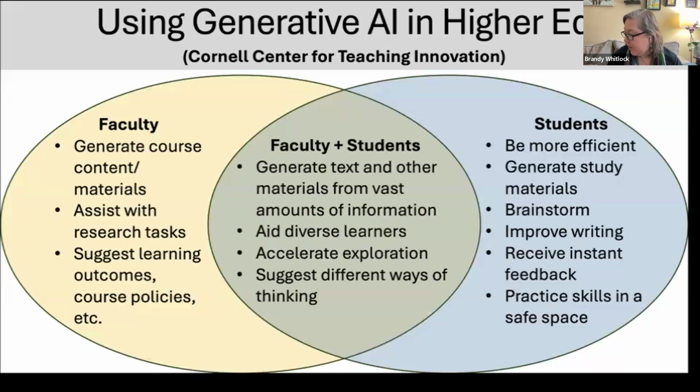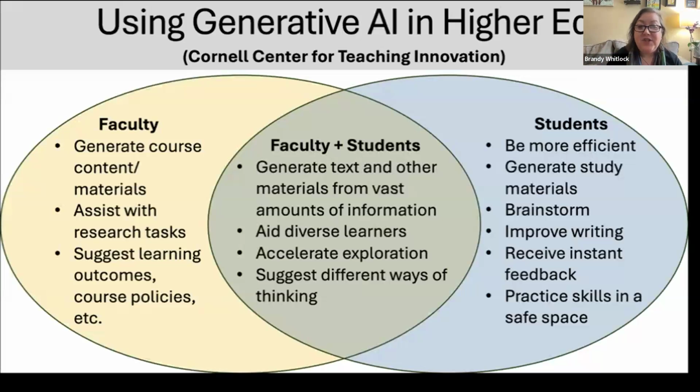And then they're also using generative AI tools to generate any kind of text from these large language models, this vast information that it's pulling from. It is helpful in many ways to aid diverse learners. So if you have folks who are hard of hearing or deaf, it can help generate transcripts and other kinds of translation tools for folks who speak different languages. So it can aid a lot of our learners and their diversity in learning.